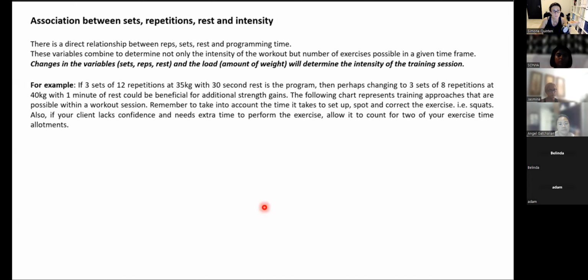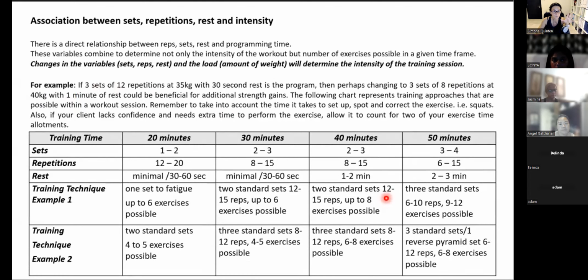So, for example, what you could do is, if a program has 3 sets of 12 reps at 35 with 30 seconds rest, then perhaps change to 3 sets of less repetition, maybe only 8, but you increase the weight to 40 kilo. And then because it's heavier, you need to increase the rest from 30 seconds to 1 minute. Could be beneficial for additional strength gains, okay? So this is just an example, okay? But we have plenty more and we will continue tomorrow, okay?